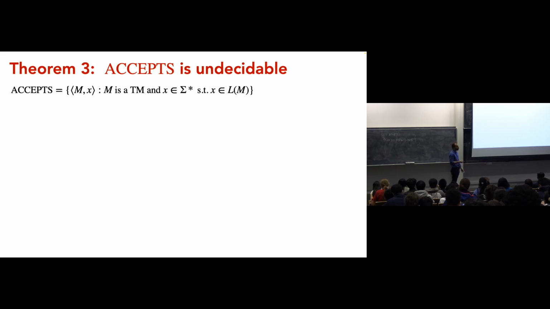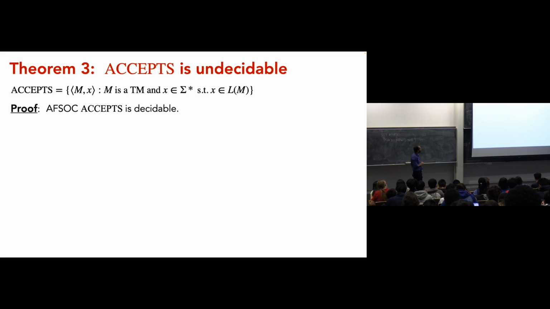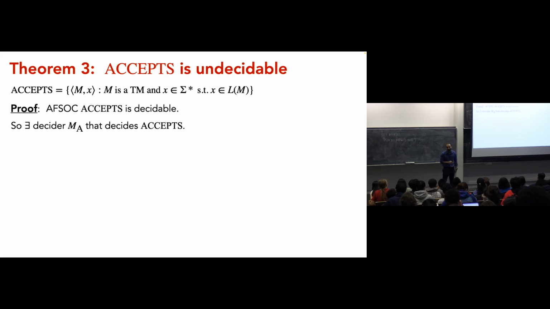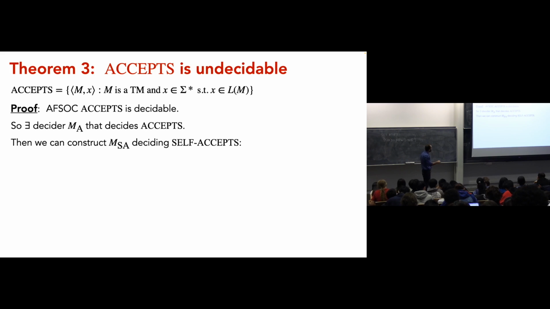And indeed, you can show this pretty easily. Accepts, again, is this problem: you're given input M, the description of a Turing machine M, and input X, and you want to know if M of X accepts or not. We're going to prove by contradiction, again the same principle. Assume for the sake of contradiction that accepts is decidable. So there exists a decider, let's call it M sub A, that decides accepts. Using this wonderful M sub A that I assume to exist, I'm going to construct a decider M sub SA deciding self-accepts.